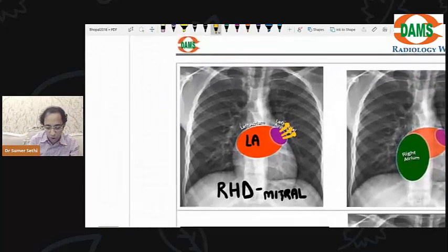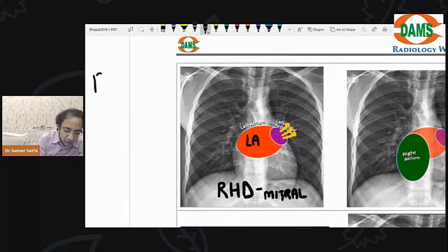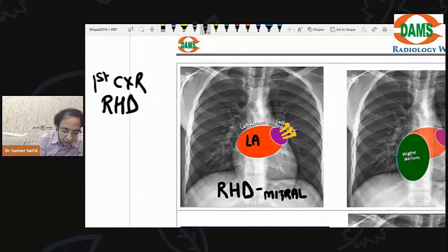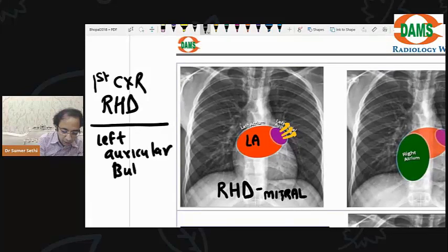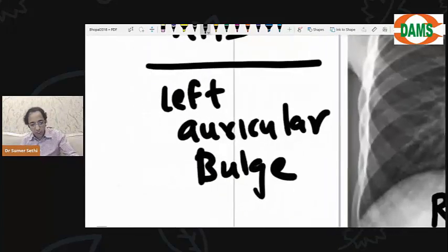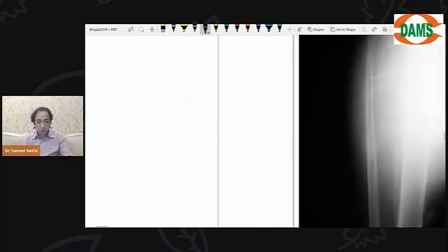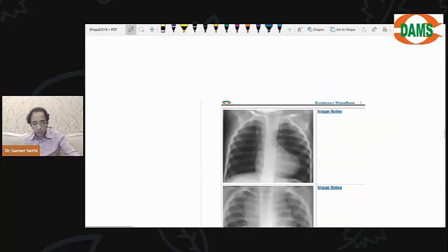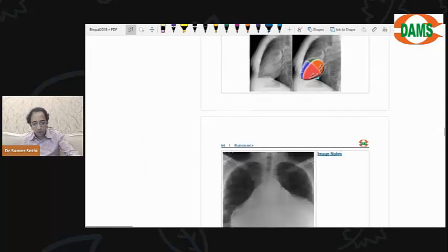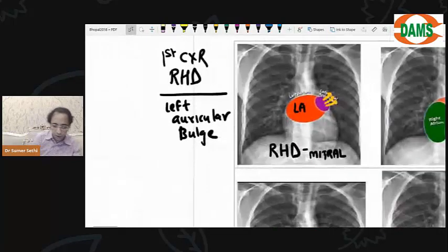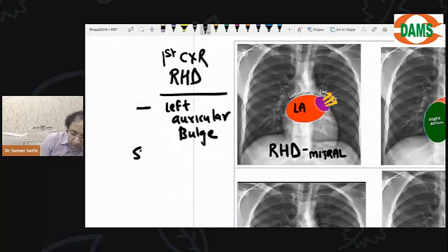So now the question I want you to understand is, the first chest X-ray sign of rheumatic heart disease is left auricular bulge, which is actually the beginning of straightening of the heart border. Because of the auricle bulging, now the heart border will start to become straightened.